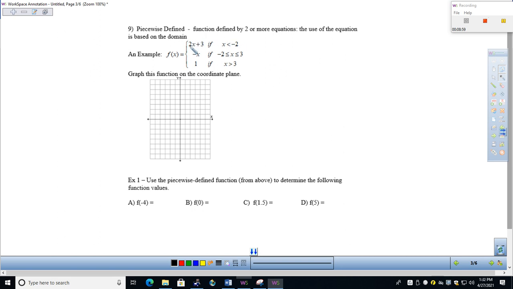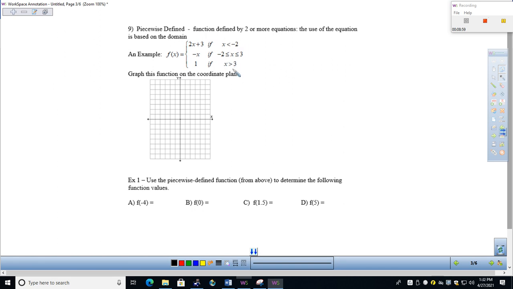So we would use this expression for x values that are less than -2. We would use this expression for x values in between -2 and 3. And we would use this expression for x values greater than 3. So you can see the expression here is telling us that it's conditional, and in the domain intervals over here.